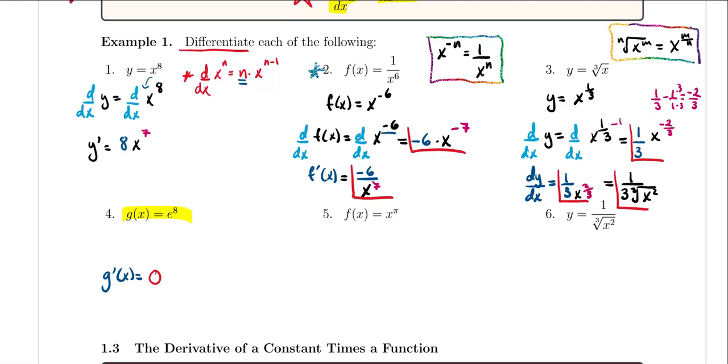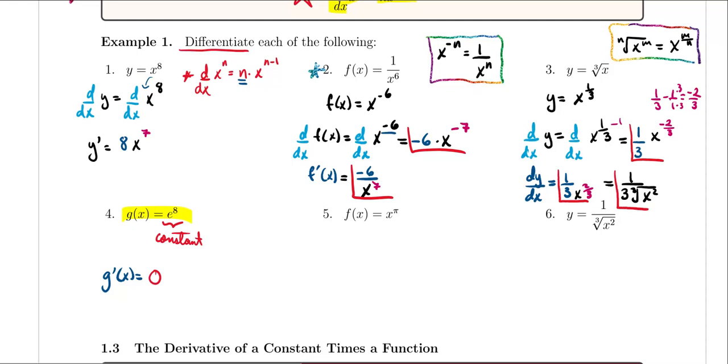So you've got to be careful here, guys. If you're going to be using the power rule, make sure that the power rule is actually necessary. In this particular scenario, e to the 8th was a constant, and the derivative of a constant is 0.